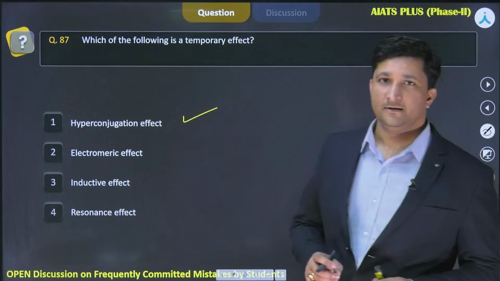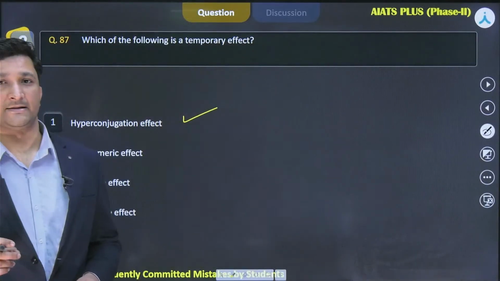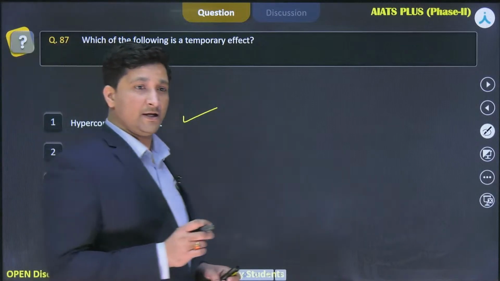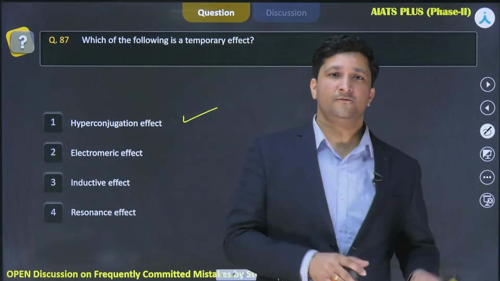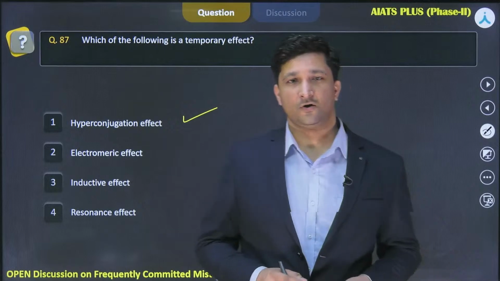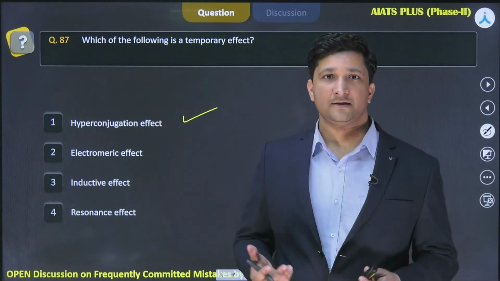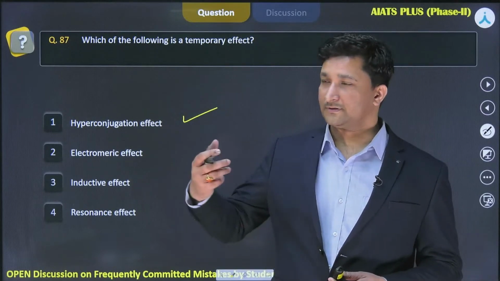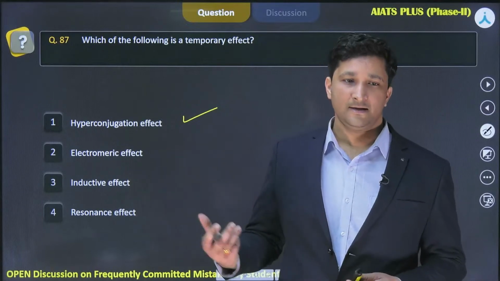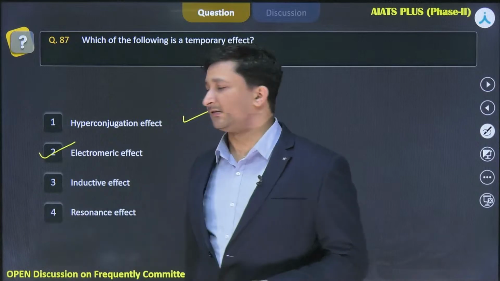The electromeric effect actually occurs only in the presence of a reagent. The type of electromeric effect observed completely depends on what kind of reagent is attacking the given organic compound. So this electromeric effect, again, you can understand, is a temporary effect. If a certain effect has to be produced in the presence of a certain reagent, then definitely that is going to be a temporary effect. So the electromeric effect is temporary.